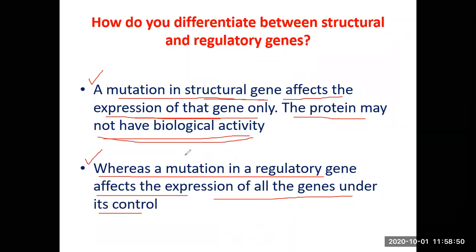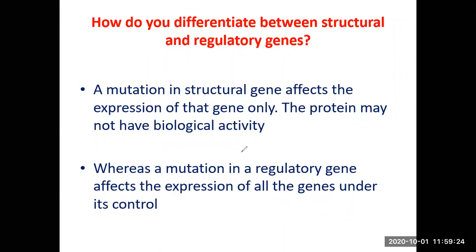In this arrangement, I am the regulatory gene and all of you are the structural genes. If I lose internet connectivity, all of you are bound to get affected. If any one of you loses connectivity, only that person will be affected. The remaining students will be attending my class. So a mutation in a structural gene affects only that particular gene, while a mutation in a regulatory gene affects all the structural genes under its control. This is the fundamental difference between the two.